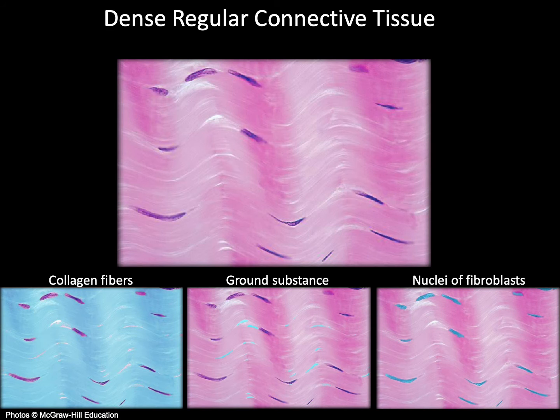If it does stretch, it tears. So that's dense regular connective tissue. Some students have referred to it as pink wavy bacon before. Again, it doesn't always have to be pink. Sometimes it can be blue.